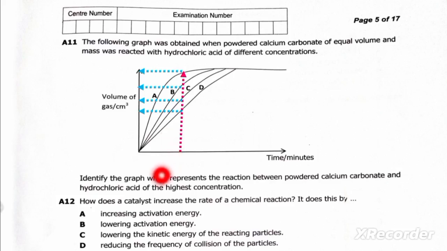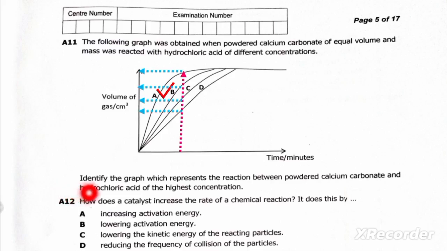So to identify the graph with the highest concentration, we are going to pick the one with the highest volume. The one that is showing the highest volume is A. So therefore, A has the highest concentration of reactants. Our correct answer is A. The higher the concentration, the higher the rate of reaction. We move to the next question, which is question A12.